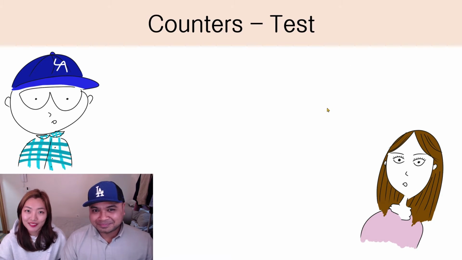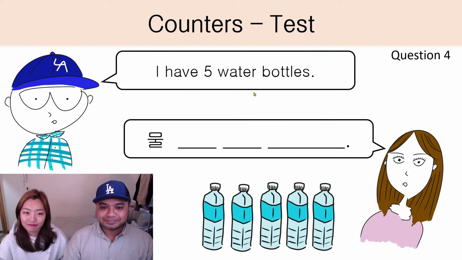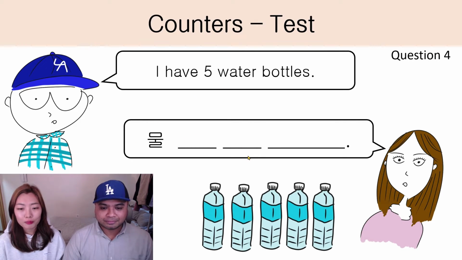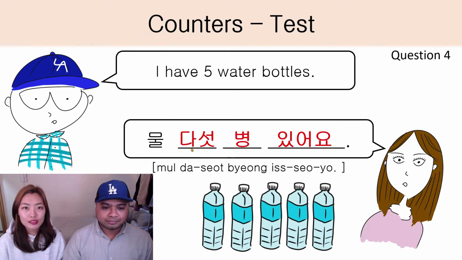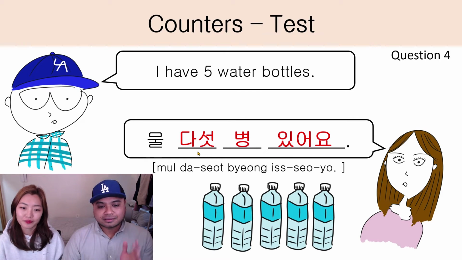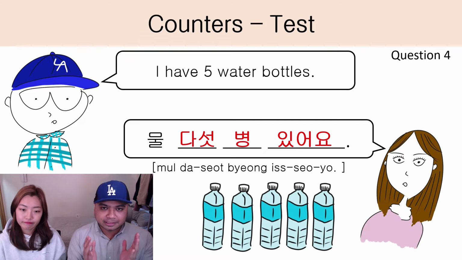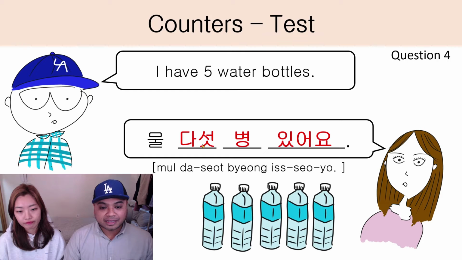Let's do the next one. Okay, to say I have 5 water bottles, you will need to say 물 5병 있어요. 물 5병 있어요. That's what is 5. There's 5 bottles here. And then we need to use 병 because they are bottles. You know, there's a counter for bottles. You got to use 병. And then 있어요. I have 5 water bottles. Next question.